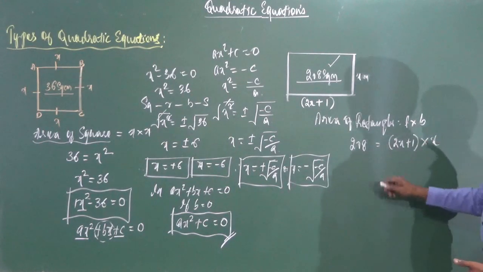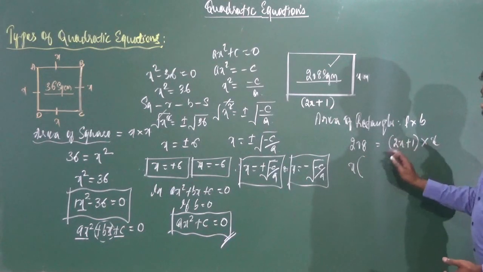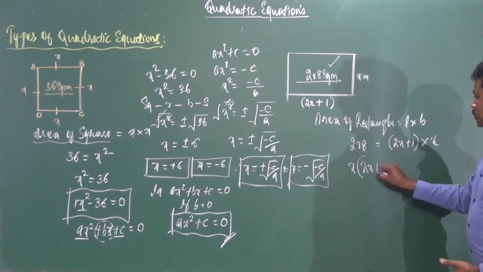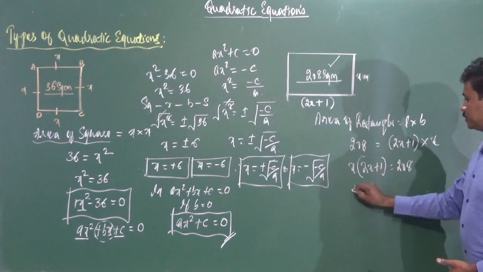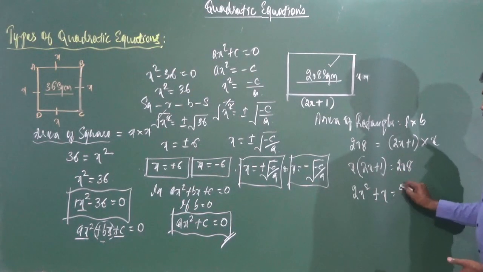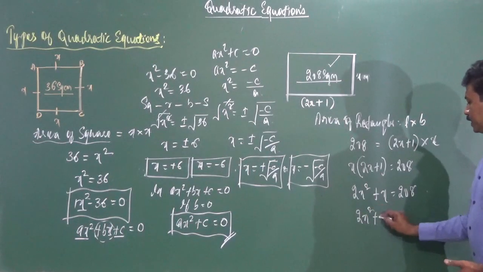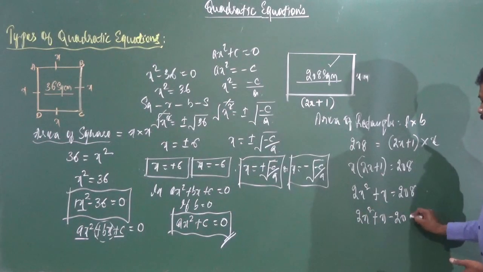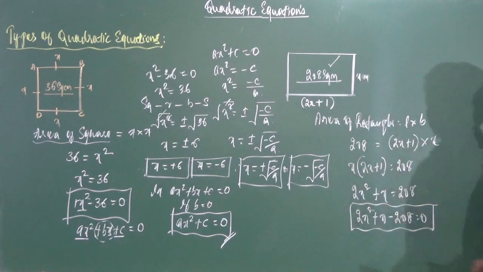So we'll multiply this. So x into 2x plus 1 is equal to 208. x into 2x is 2x square, plus x into 1 is x, is equal to 208. So 2x square plus x minus 208 is equal to 0 is the equation. We have got an equation.